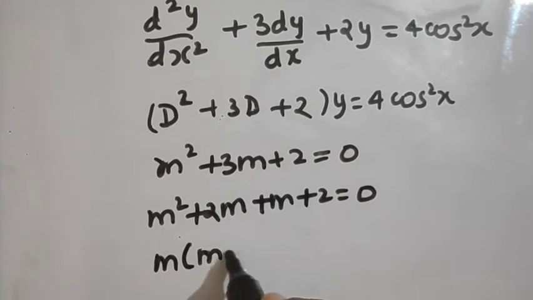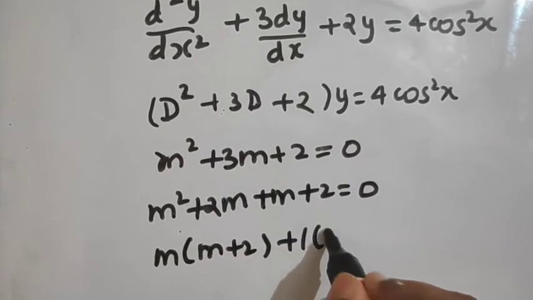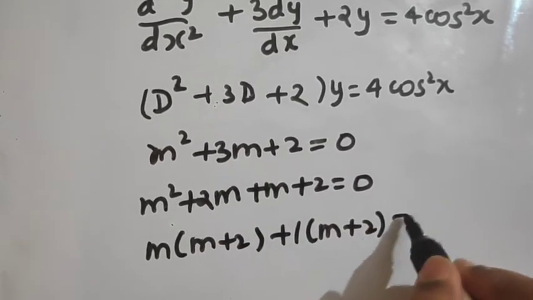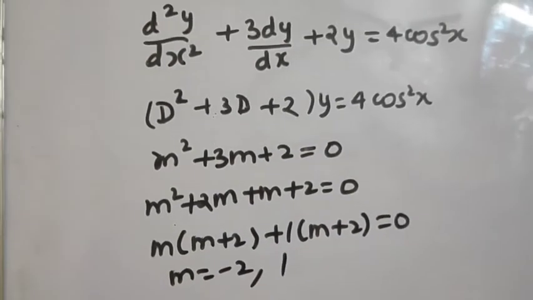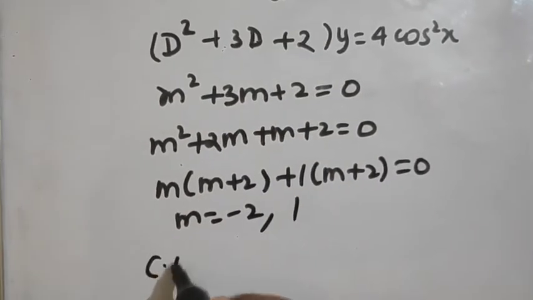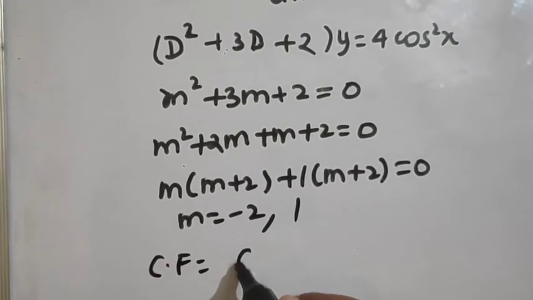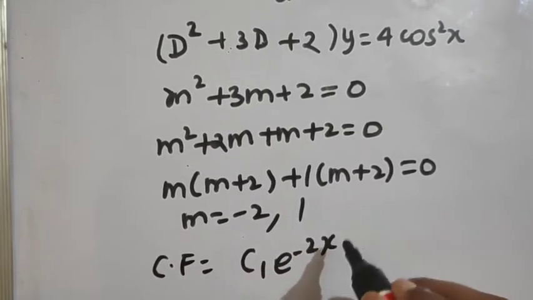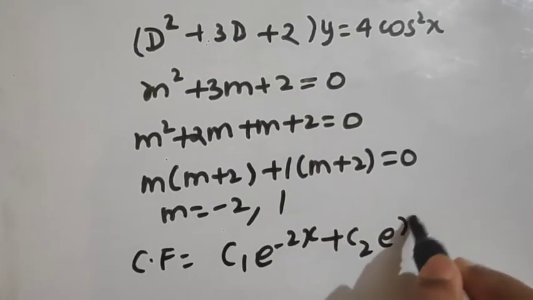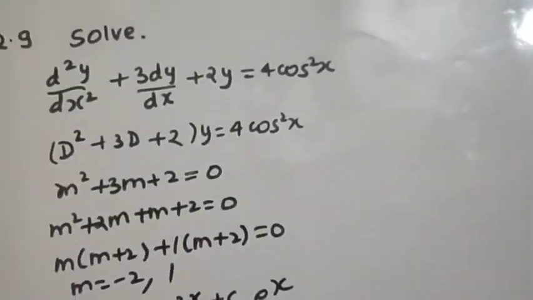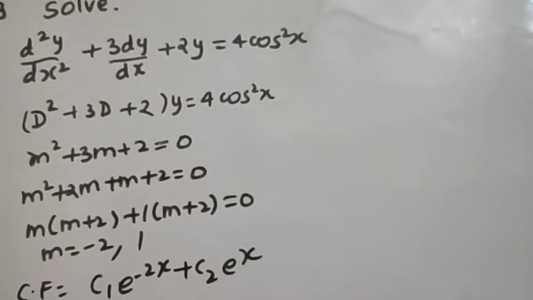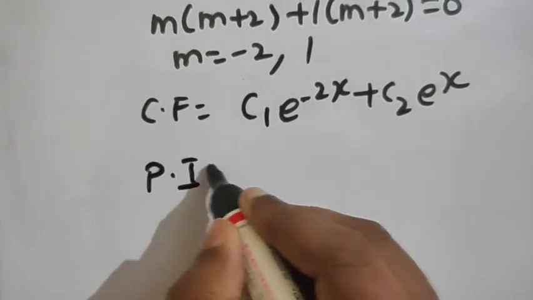Taking m plus 2 common, you will get m plus 2 equals to 0. You are getting m as minus 2 and 1. So you can write the complementary function as c1 e power minus 2x plus c2 e power x. Now coming to the basic important part, which is 4 cos square x. Using that you need to find the particular integral.